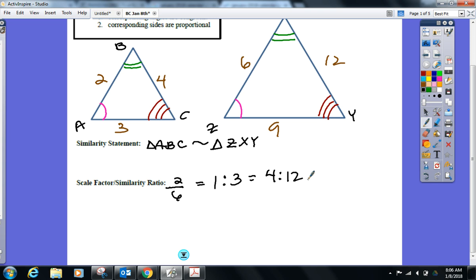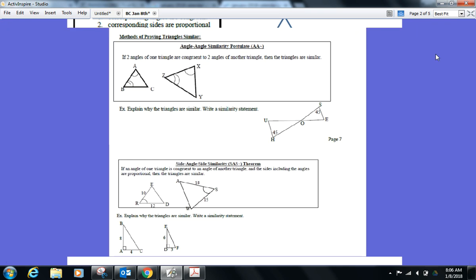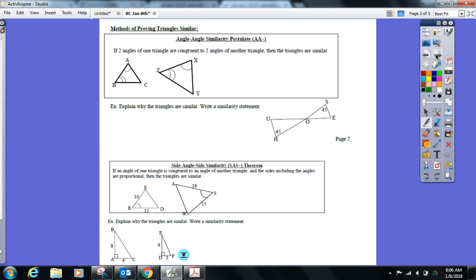When we talked about congruent triangles, how many methods were there? 5. Some of you thought there were more, but only 5. Similarity? 3 methods of proving triangles similar. All right, so let's talk. First one, some of you should be happy to hear this one. Angle, angle. First way of proving triangles similar is angle, angle.